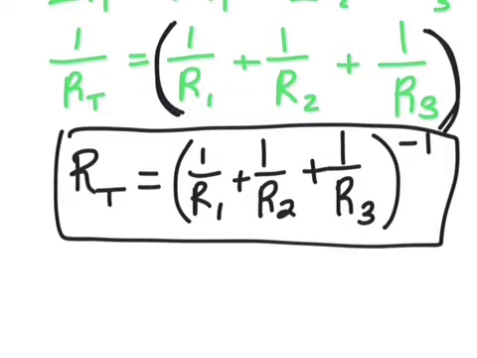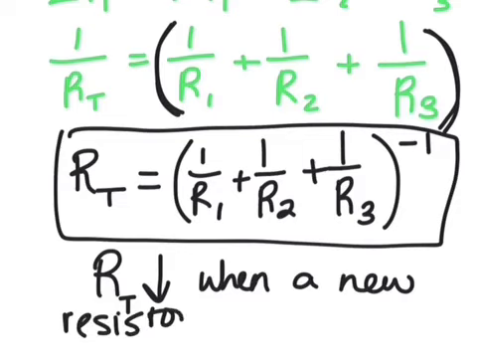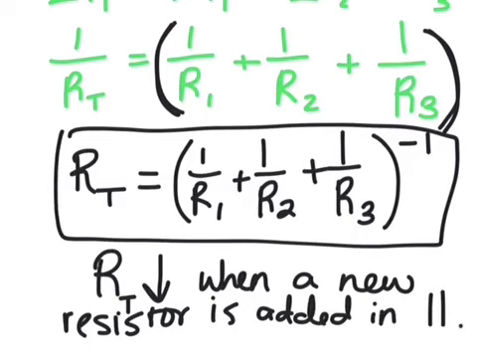And that's why every time you add a resistor in parallel, the total resistance actually goes down, which is kind of strange, right? So the total resistance will go down when a new resistor is added in parallel. That's the symbol for parallel, right? So the total will drop every time a new resistor is added in parallel.